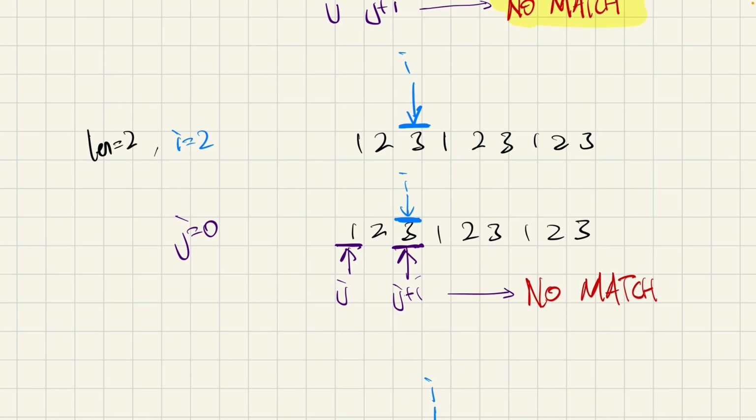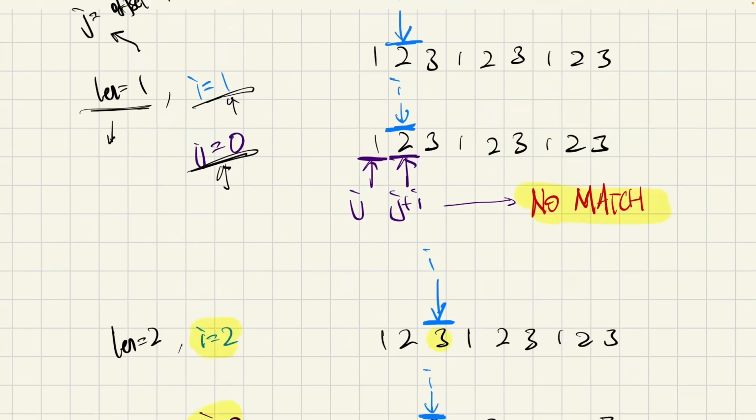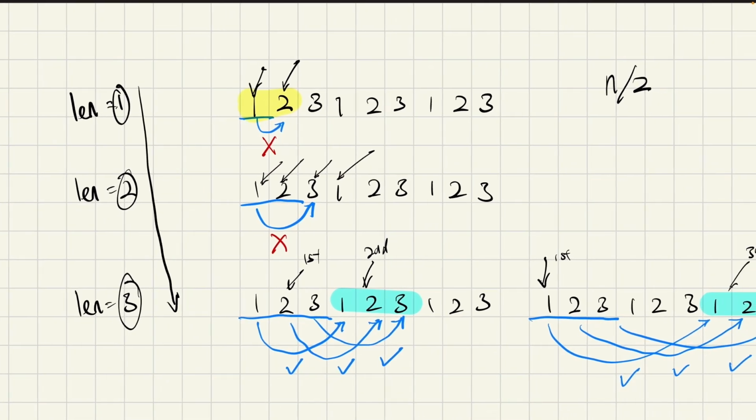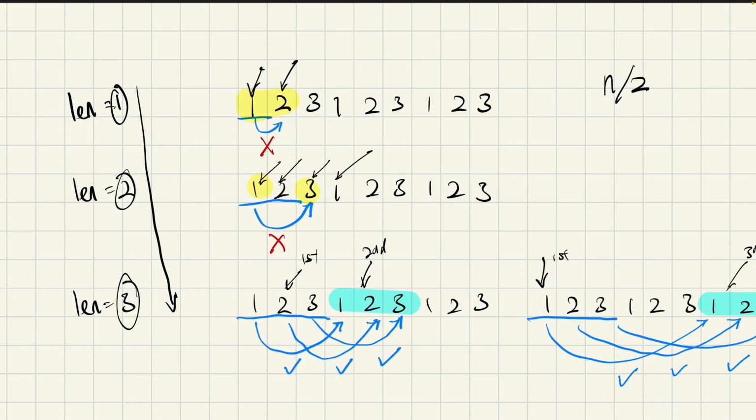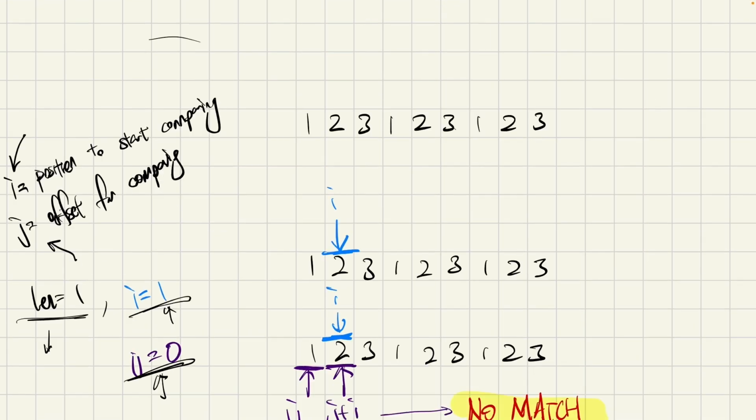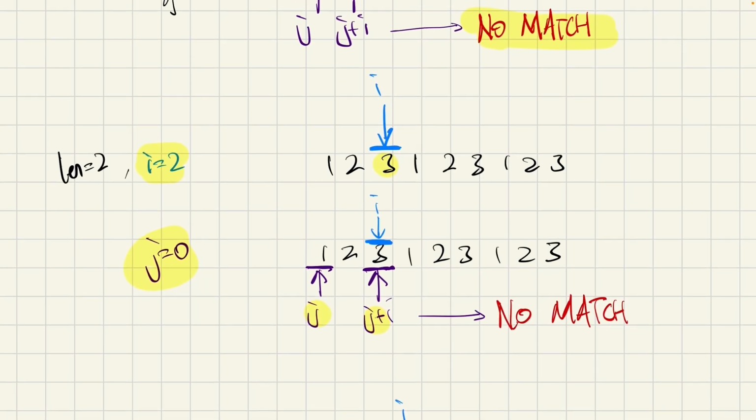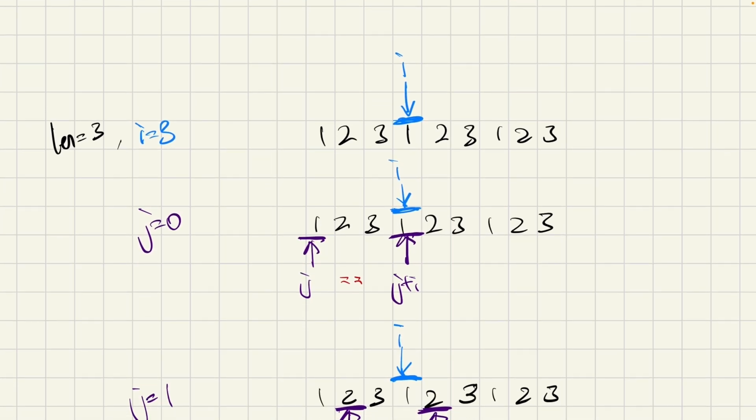Now, what if length is equal to 2? And I'm going to say that I is equal to 2. Now, I is equal to 2 means that I'm going to start comparing with number 3 over here. And if j is equal to 0, j and j plus I gives you the comparison of this. You see that? So that actually gives me that 2 comparison. And I can already tell there's no match, no point to continue. Now, we know that the actual repeating number of length is 3. So let's see how this works out here.